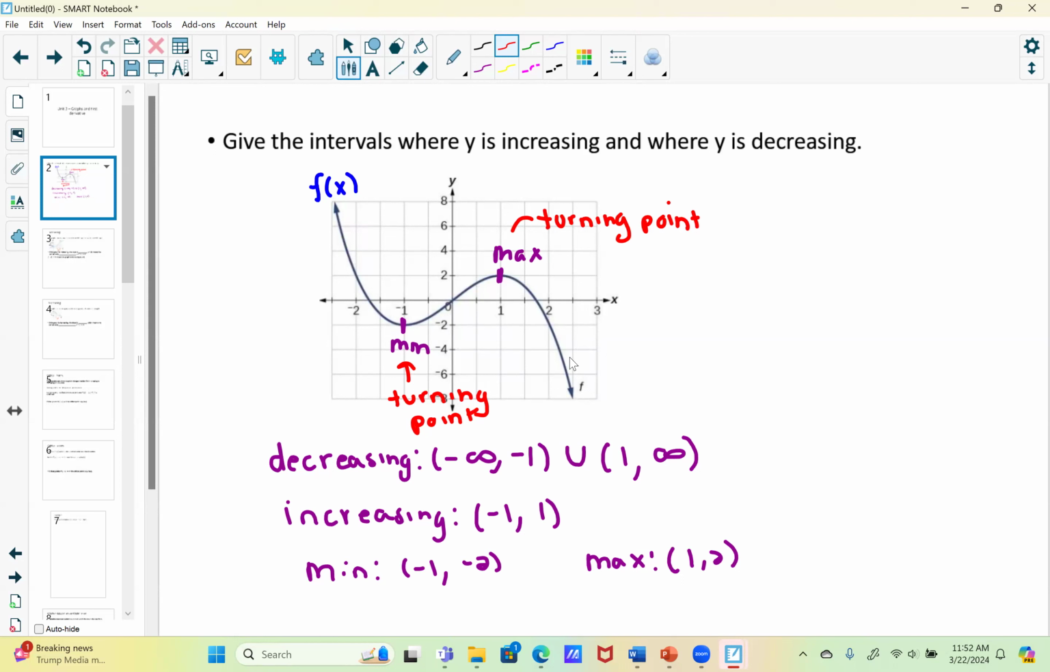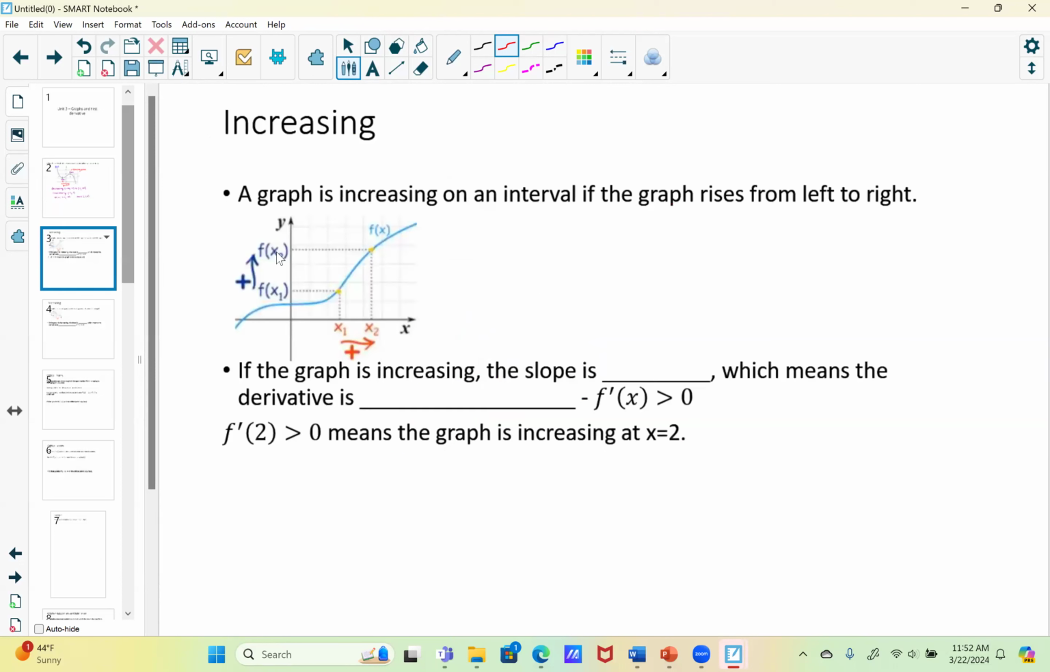So we want to look at how this relates to derivatives, because we're going to use derivatives to find out this information about a graph without having the graph displayed. So the first thing we know is that a graph is increasing on an interval when it rises from left to right. So y is increasing as the x value is increasing. If the graph is increasing, the slope would be positive. It's the same thing as a line. We know that when our line is going up, the slope is positive, and that's the same for any curve.